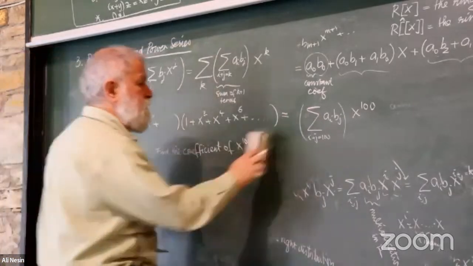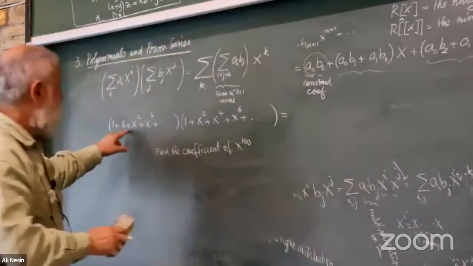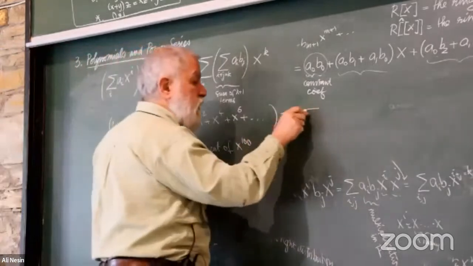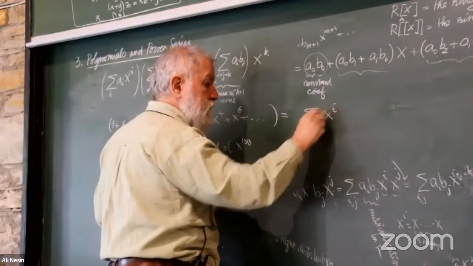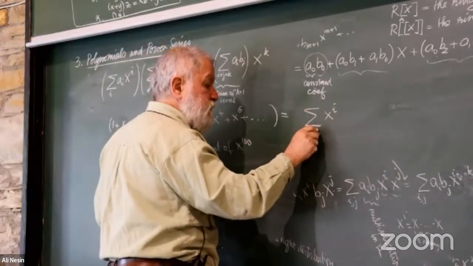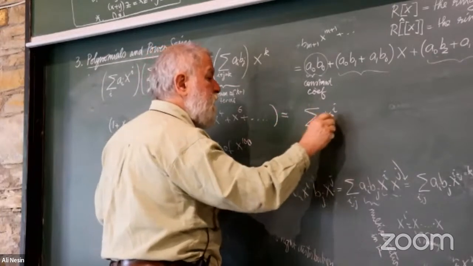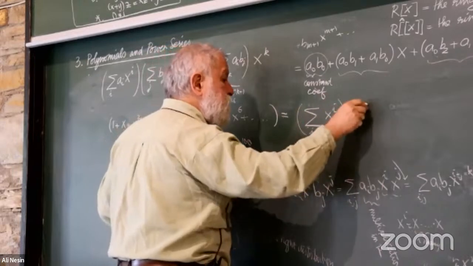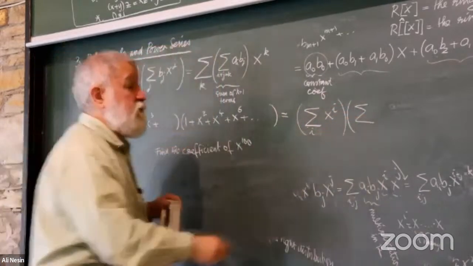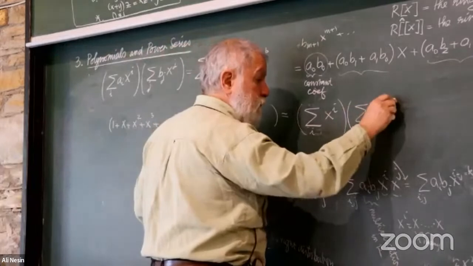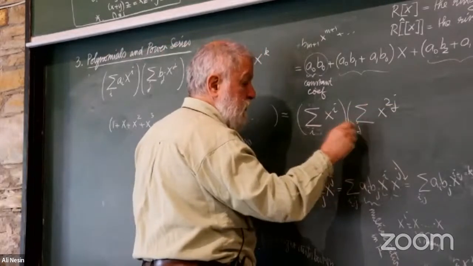If you want to, let's do it like this. Let's write this here. This is the sum of x to the i's, i going from 0 to infinity. That's fine for all i. And the other one will be the sum of x to the 2j's, j going over all j.